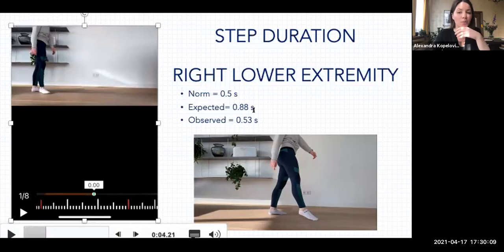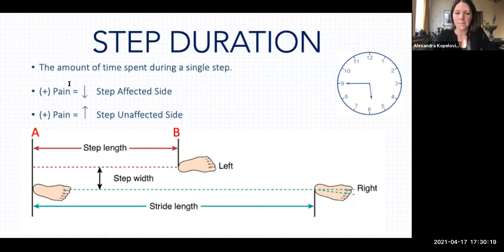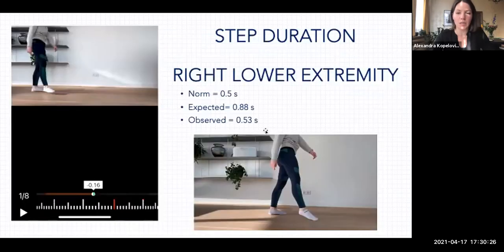So our observed value is definitely below the expected value. And once again, this is exactly what I mentioned a second ago: when a patient presents with pain, the step duration will decrease on the affected side. And that's exactly what we see here. If we compare the observed value with the expected value, it's way smaller, it's way shorter.